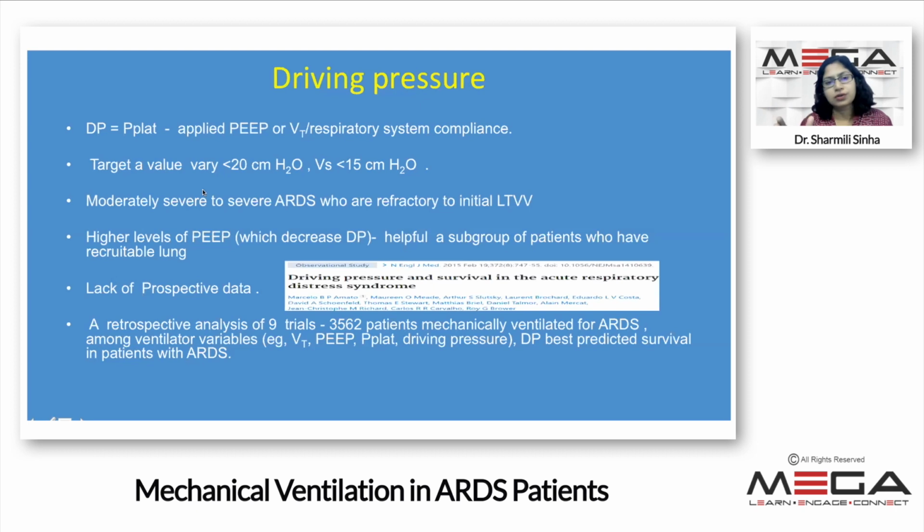The proponents of driving pressure say that it is not the PEEP or the plateau pressure which is going to determine the lung injury or protect the lung. It is actually the driving pressure which is going to determine the extent of lung injury or prevent it. There is still a lack of prospective data in this regard. There was a retrospective meta-analysis of around 9 trials, where they looked at around 3,500 patients who were mechanically ventilated for ARDS. Among all these variables, they found that driving pressure probably has the best predictive value for survival in patients with ARDS. But as I said, it is still not given much weightage in the management of ARDS ventilation, and it is not uniformly followed across the world.